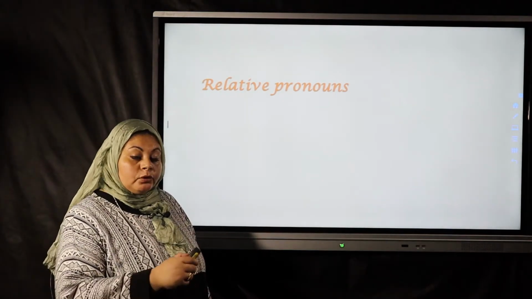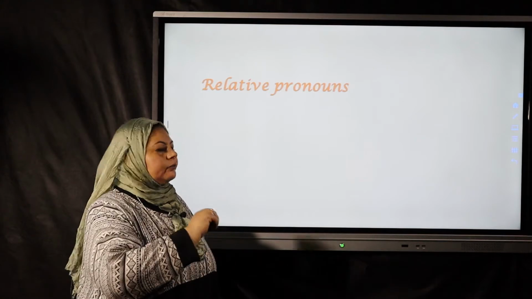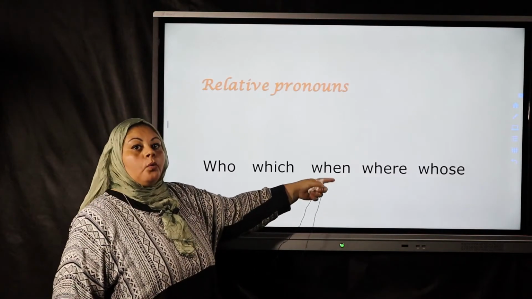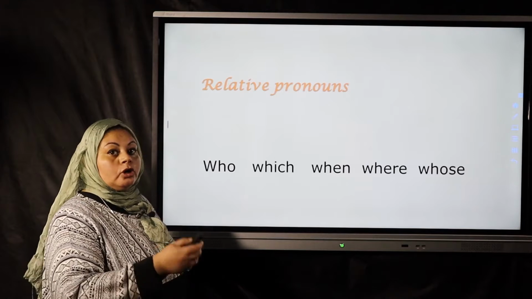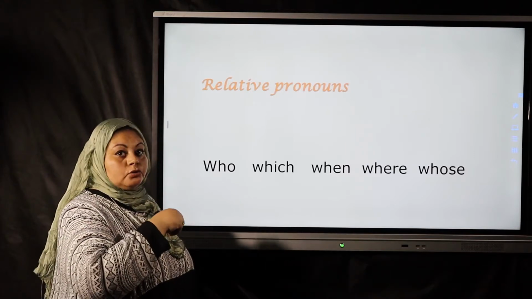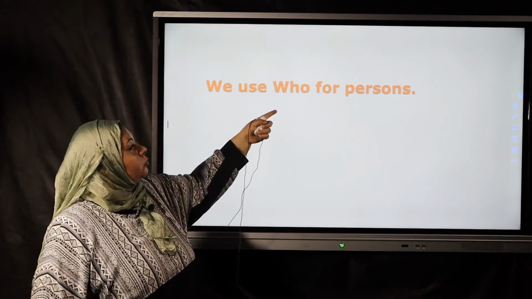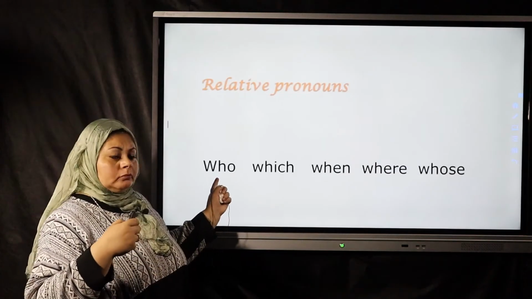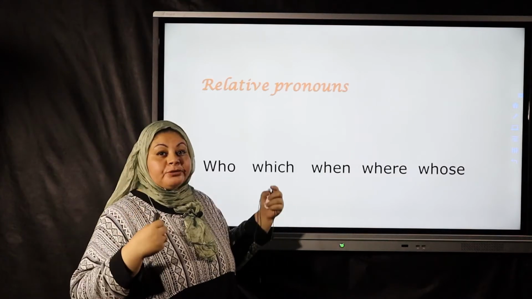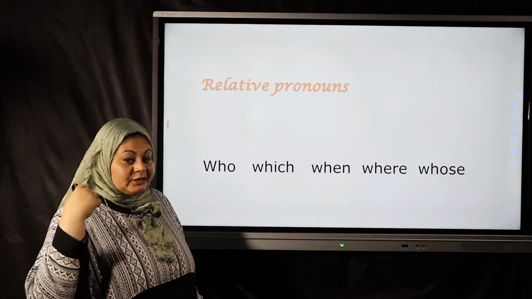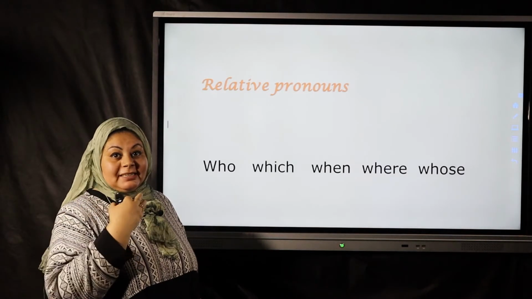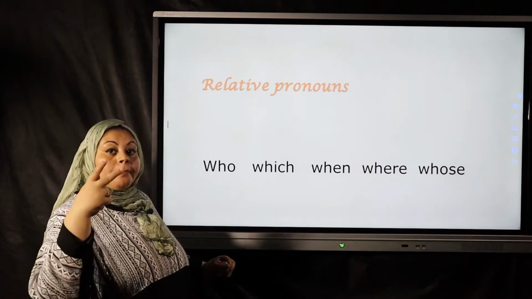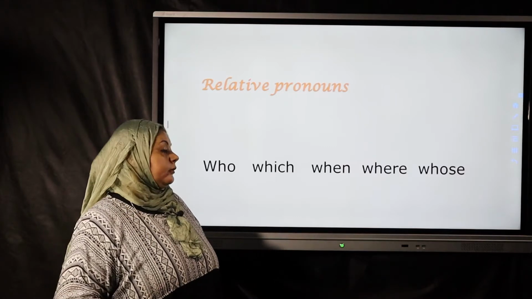Here are the relative pronouns that we are going to study this year. Which, who, when, where, and whose. And we are going to see each usage for each one. We use who for persons. So when I use who, do you remember that we said before that who, which, when, where, and whose, they are question words? Do you remember that? But here they have another usage, okay, another job. They combine or they join two sentences together.